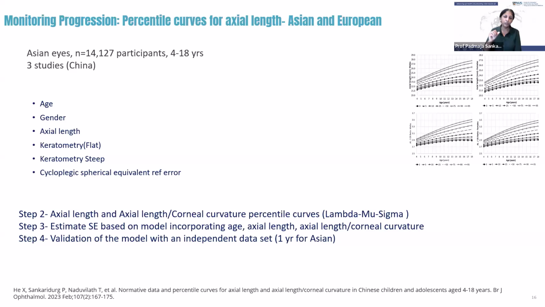In this regard, as many of you know, we started to use percentile curves. And what we did a couple of years ago was to take a look at a set of Asian data. So we had about 14,000 eyes, ages ranging from 4 to 18 years, coming from 3 studies from China. And we looked at age, gender, axial length, keratometry, and cycloplegic spherical equivalent refractive error. And initially, we constructed the AL and the ALCR percentile curves using what we call the LMS method.